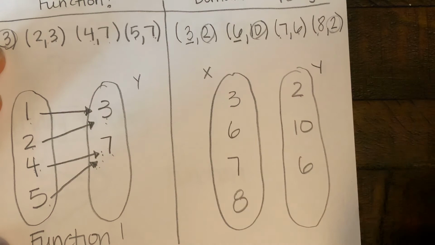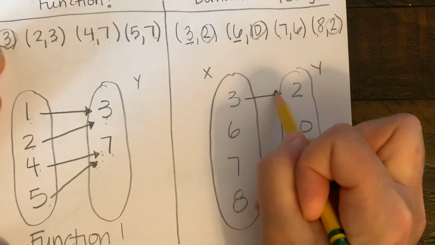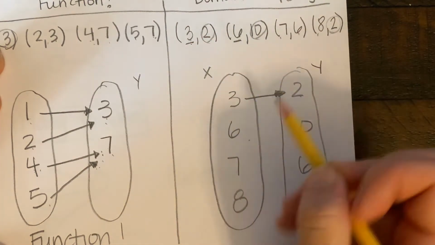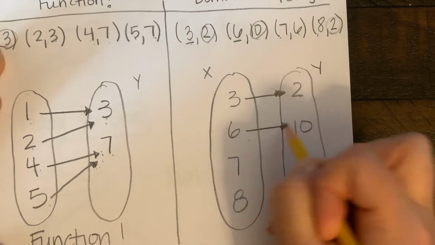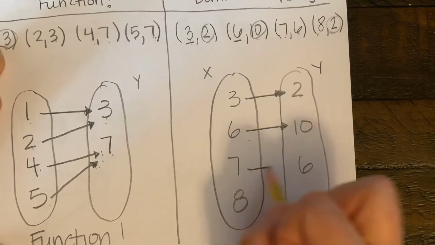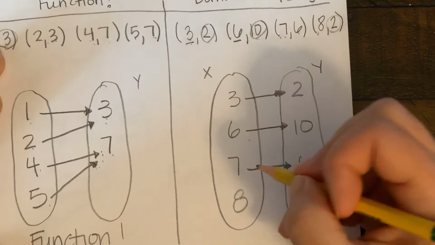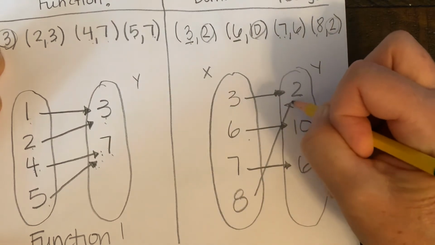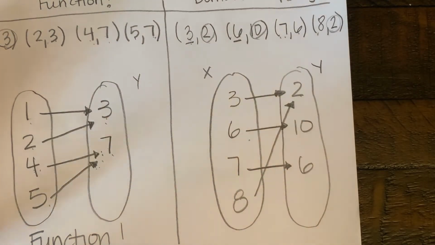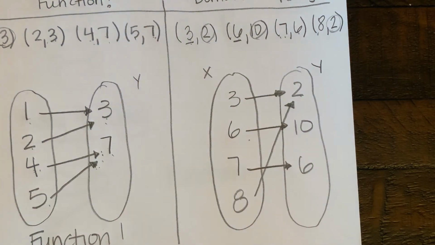Okay, that's telling me something. Okay, now I'm going to draw my arrows. 3 becomes 2. 6 becomes 10. 7 becomes 6. And 8 becomes 2. Do I have any many to 1s or 1 to 1s or 1 to many?